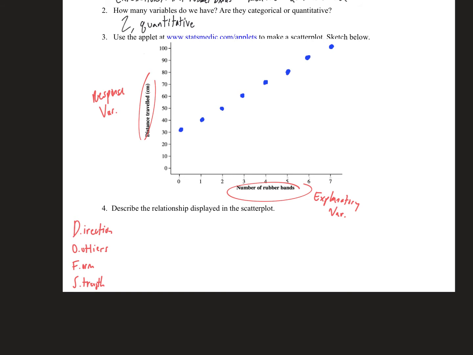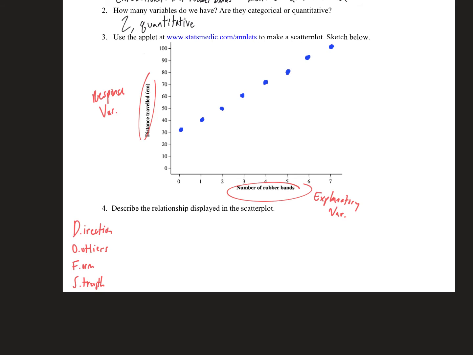When we talk about direction, it'll be something like positive or negative. The outliers, of course, are our outliers. Form is going to talk about whether it's a linear relationship or a nonlinear relationship. And then strength would be whether it's a strong relationship, a moderate relationship, or a weak relationship. We'll get into some of these details more later.